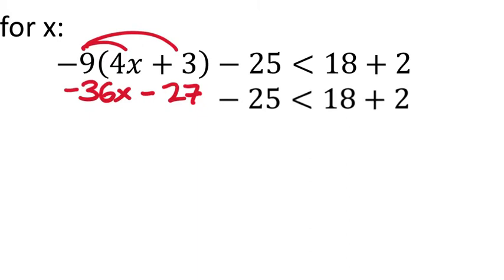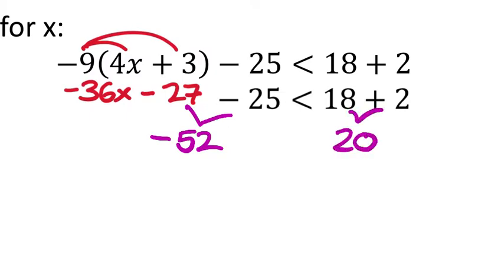But now that we've done all the distribution, we look for any combining of like terms, which we have. -27 minus 25, which is -52. And then we also have the 18 plus 2, which is 20. So now I got -36x, which dropped, and this is less than... -52 is less than 20.